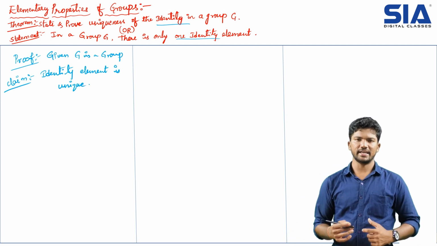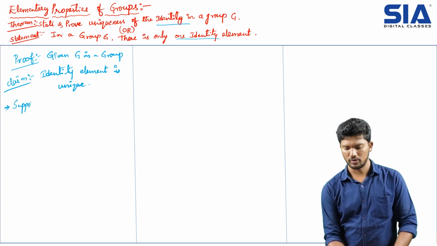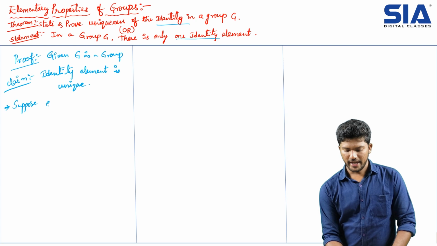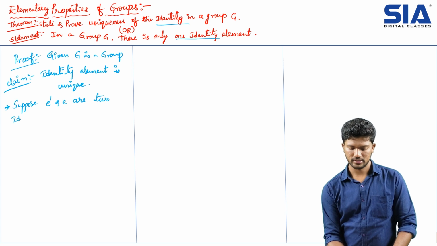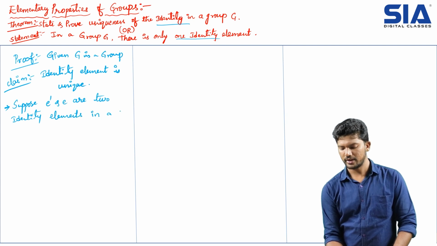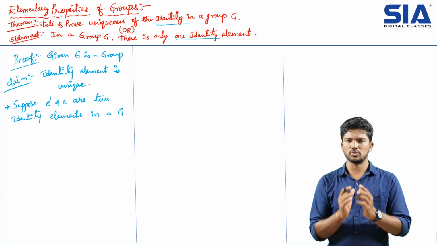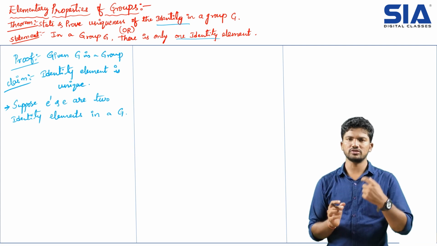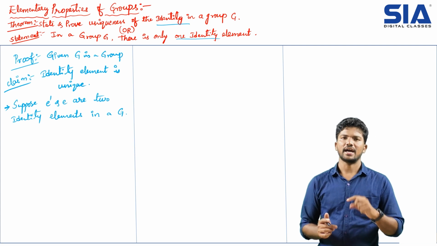To prove that, suppose E dash and E are two identity elements in a group capital G. We have to prove that in a group capital G there is only one identity element. To prove that, I am taking two identity elements, E dash and E.